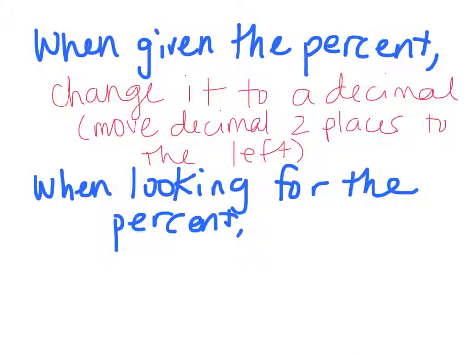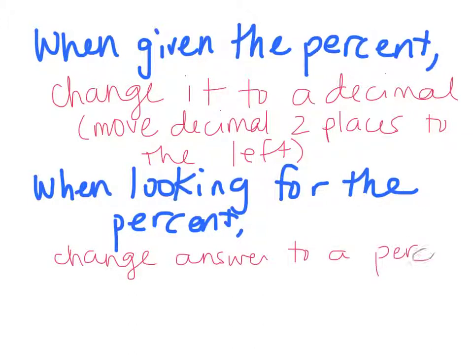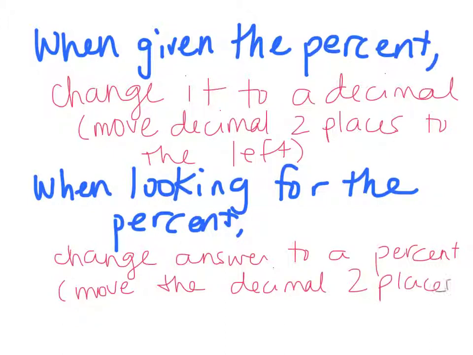Then your other option is maybe you don't know the percent, so you can't change it to a decimal before you start. So when you finish, you have a decimal, and you have to change your answer to a percent. To do that, we move the decimal 2 places to the right, and we put a percent sign back on it.